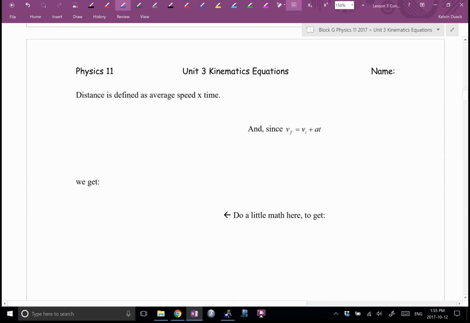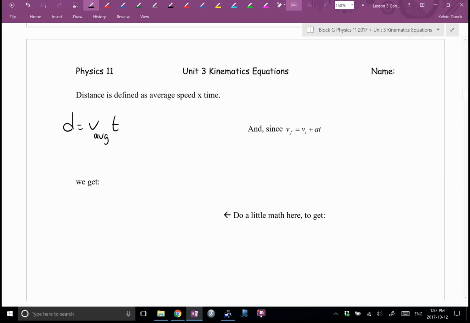Distance or displacement is average. Well, distance is average speed times time. Turn the page. Displacement is average velocity times time. So we can write this. This is the equation that we used on our distracted driving activity.